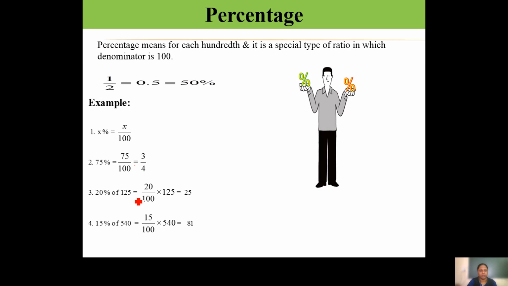20% of 125. How can we find this? So 20 upon 100 into 125. We do the calculation, and it is 25. Next is 15% of 540. So 15 upon 100 into 540. We find this value, and it is 81.